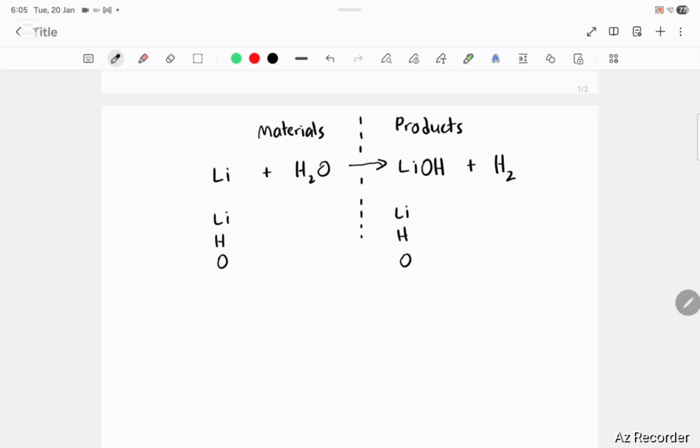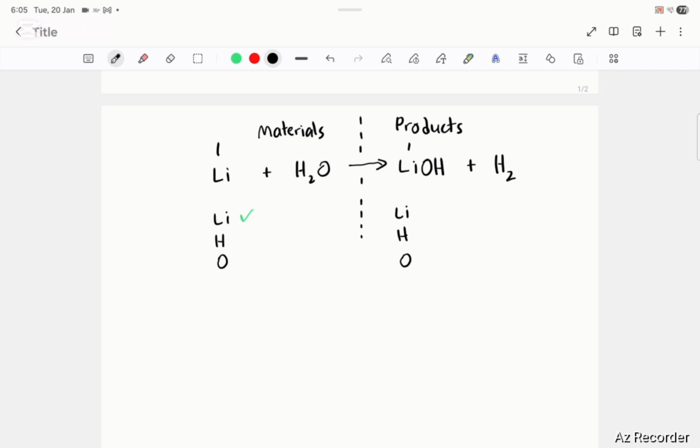So let's count how many lithium atoms we have on the left and on the right. On the left side we have 1 here, and on the right side we also have 1. So it looks as if lithium is already balanced. So let's just move on. Lithium is done. Let's go to the next element, hydrogen.